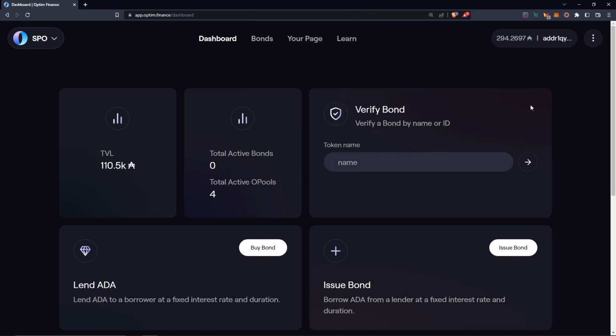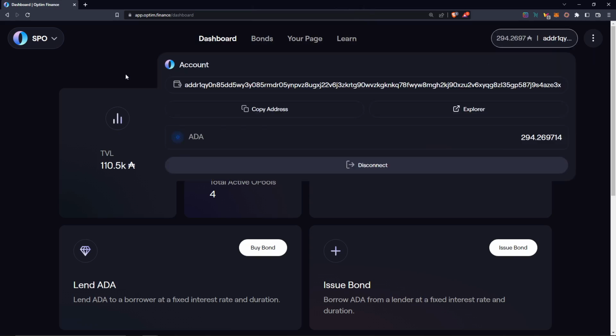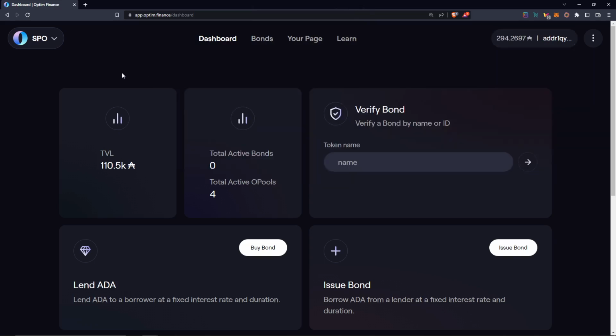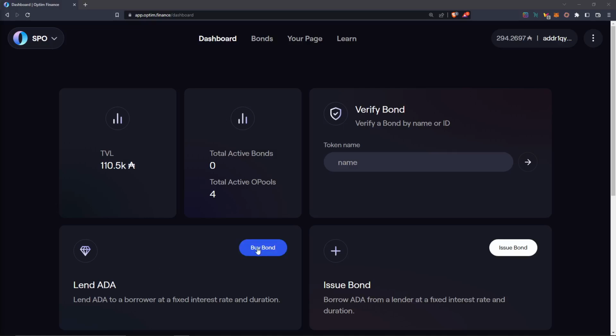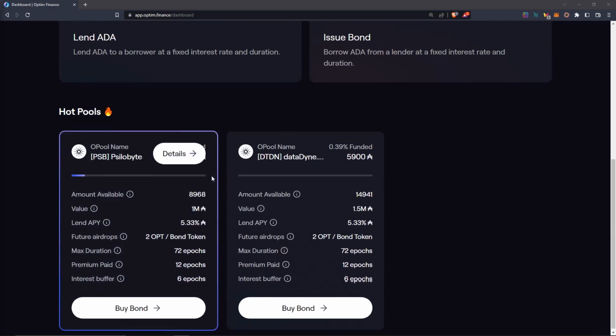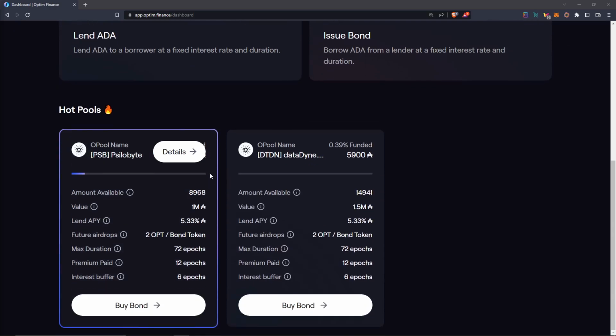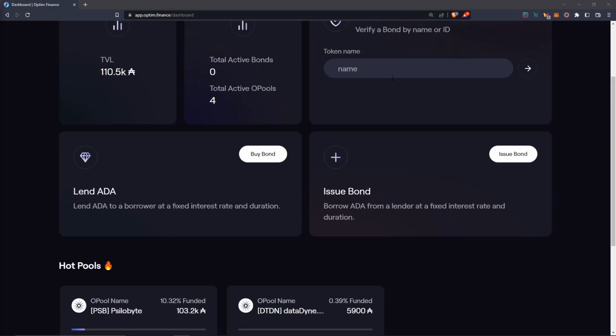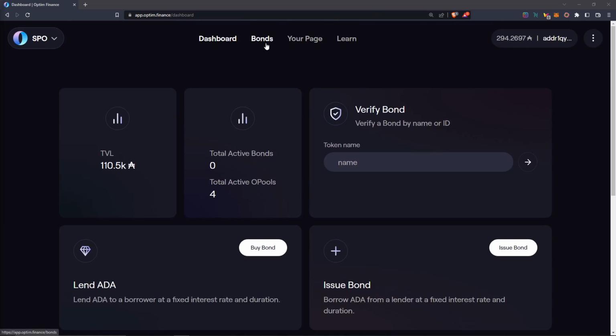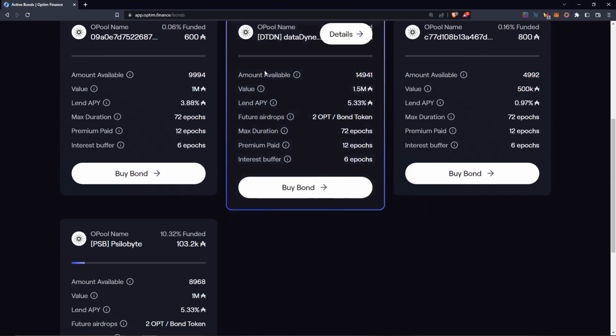After that, you're going to be logged in with your wallet, and just make sure you have your collateral set and a sufficient amount of ADA that you want to spend on the bond you're going to be buying. Now, there are a few ways in which you can navigate to buying a bond on Optim Finance. First, you can click the buy bond button right here. Alternatively, you can browse the verified and most actively traded bonds by going to hot bonds at the bottom of the page. Or finally, you can go ahead and click on bonds at the top of the page, and then you will see all the bonds available on Optim Finance.